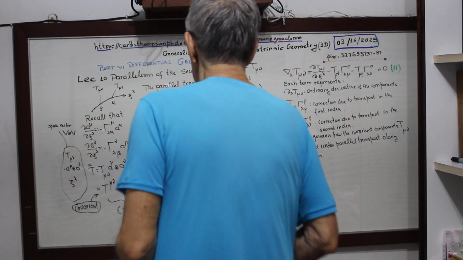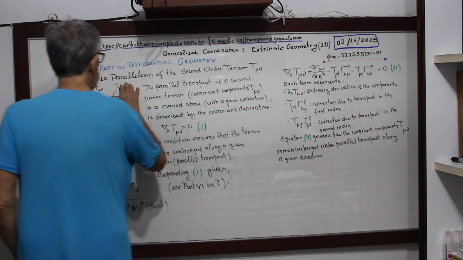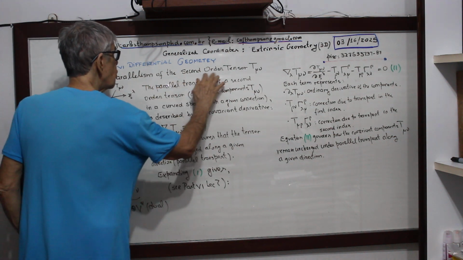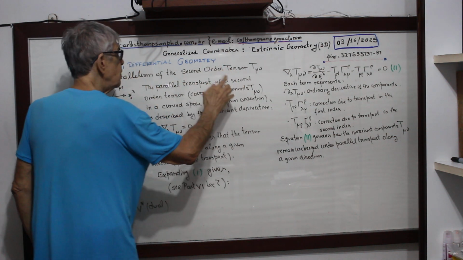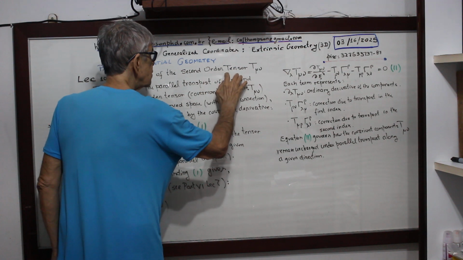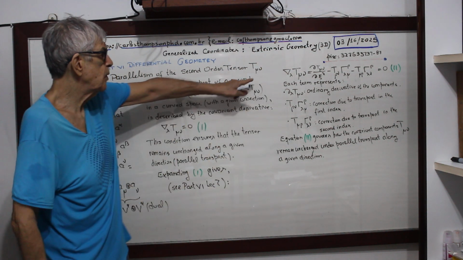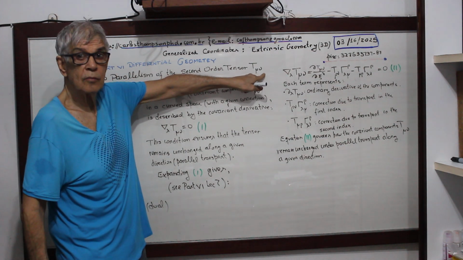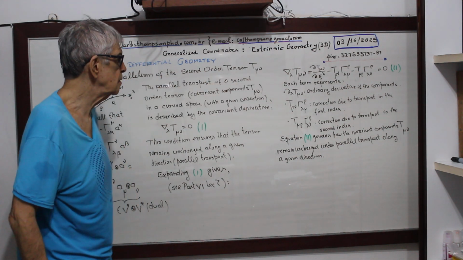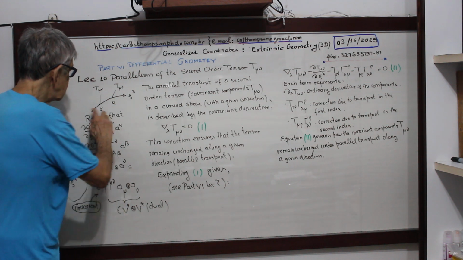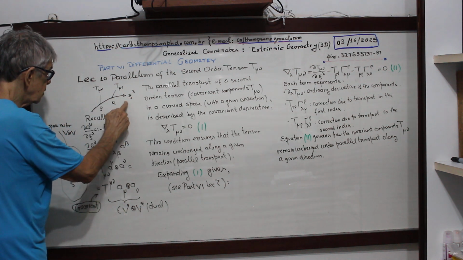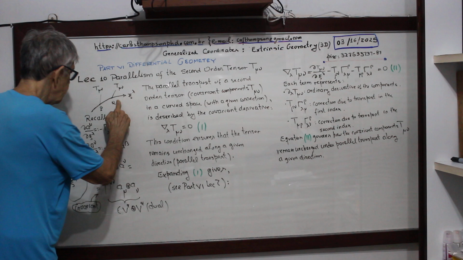Lecture 10, parallelism of the second order tensor. Actually, the second order tensor will play with these covariant components. Okay. Now this is a curve, this point P in Q.